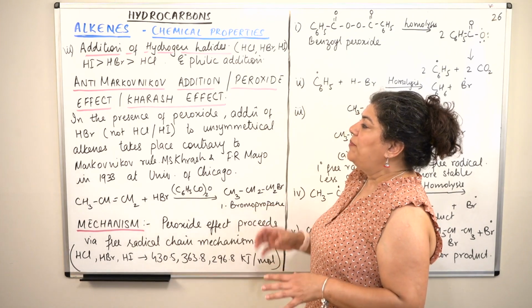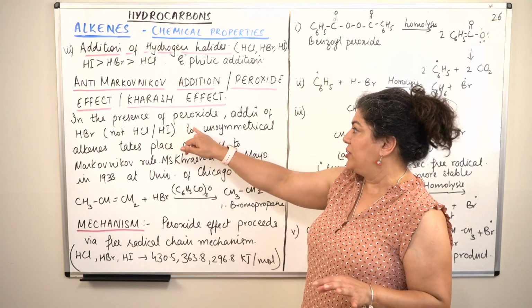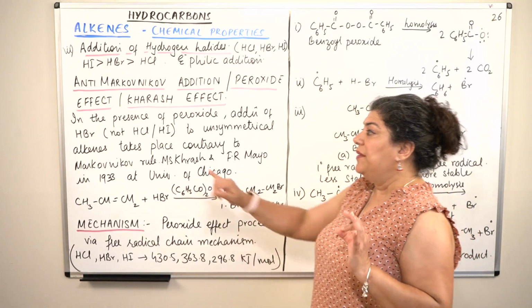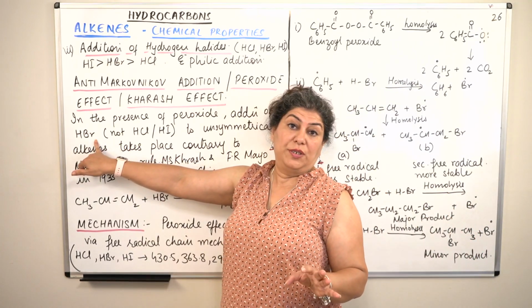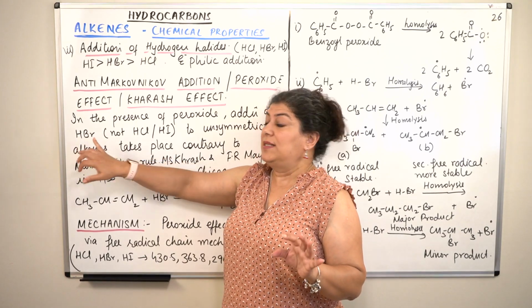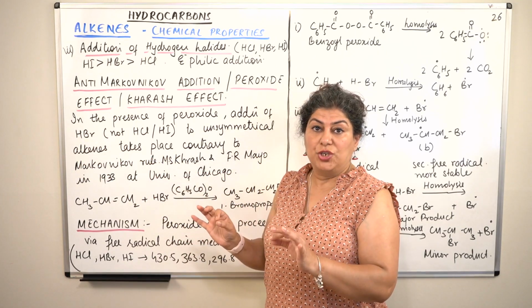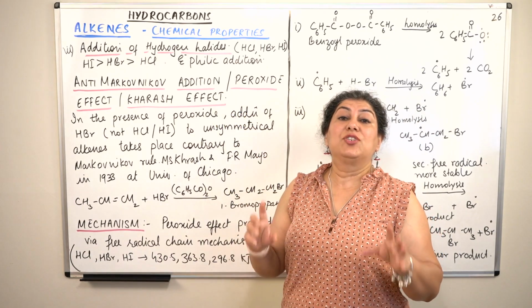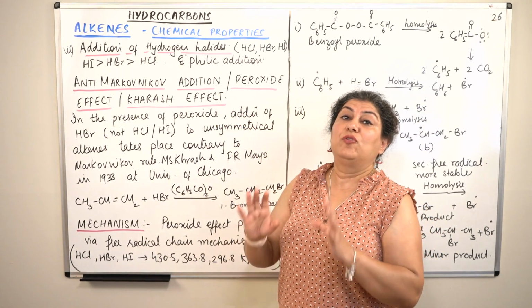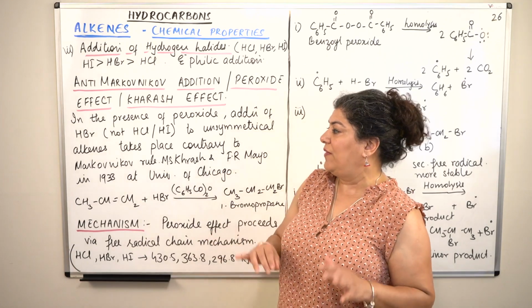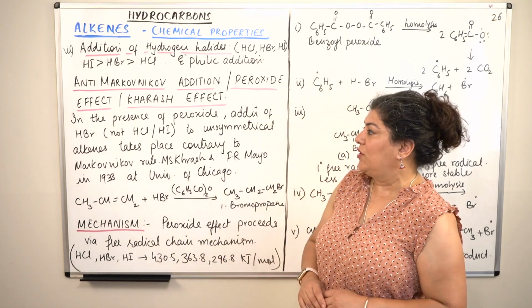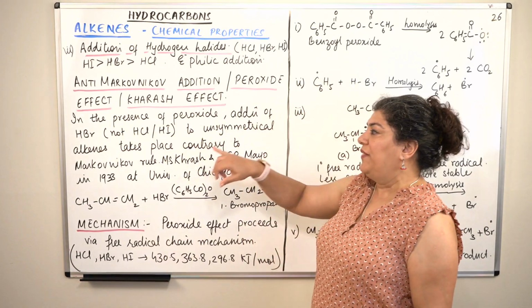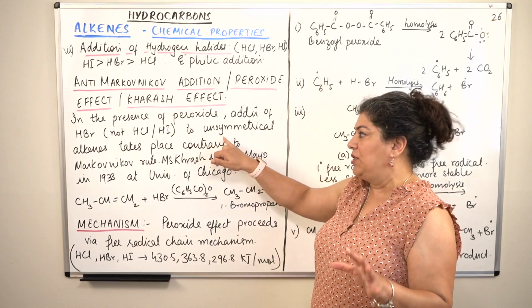In the presence of a peroxide like benzoyl peroxide, addition of hydrogen bromide only. Remember, this is a very important thing to remember, that the anti-Markovnikov addition or Karash effect takes place only in the case of hydrogen bromide, not in the case of hydrogen chloride and not in the case of hydrogen iodide. So in the presence of peroxide, the addition of HBr takes place to unsymmetrical alkenes.